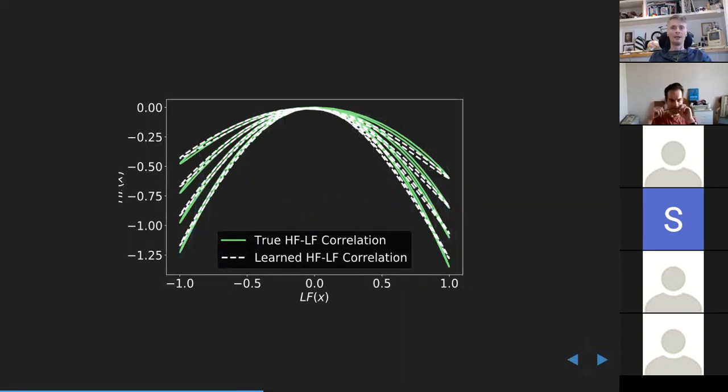So bear in mind that function rho is a function that learns the relationship between the two, and you can see this is what it's learned. So it's slightly off, but you can basically see that it's managed to understand that relationship.